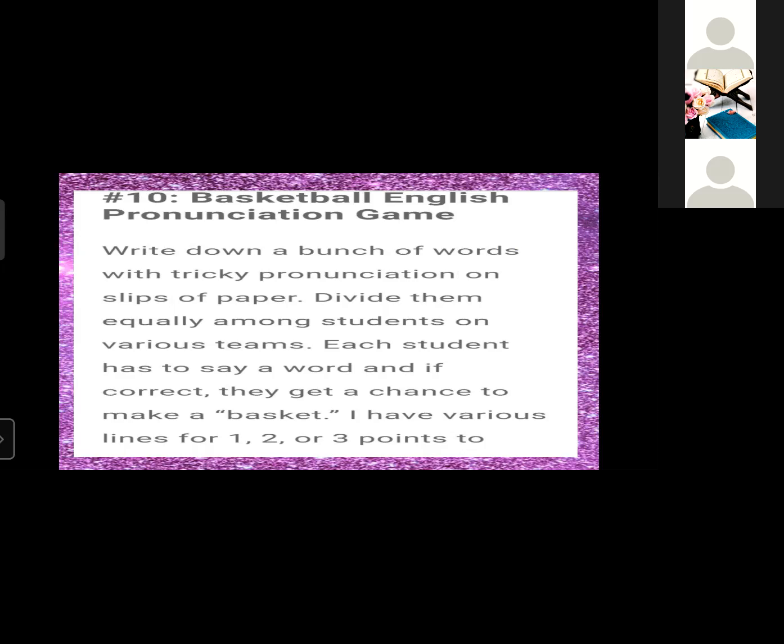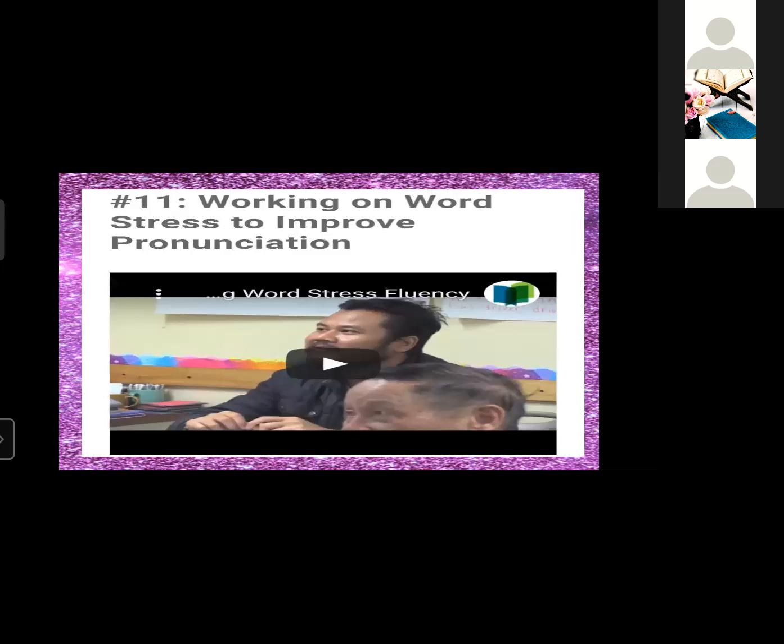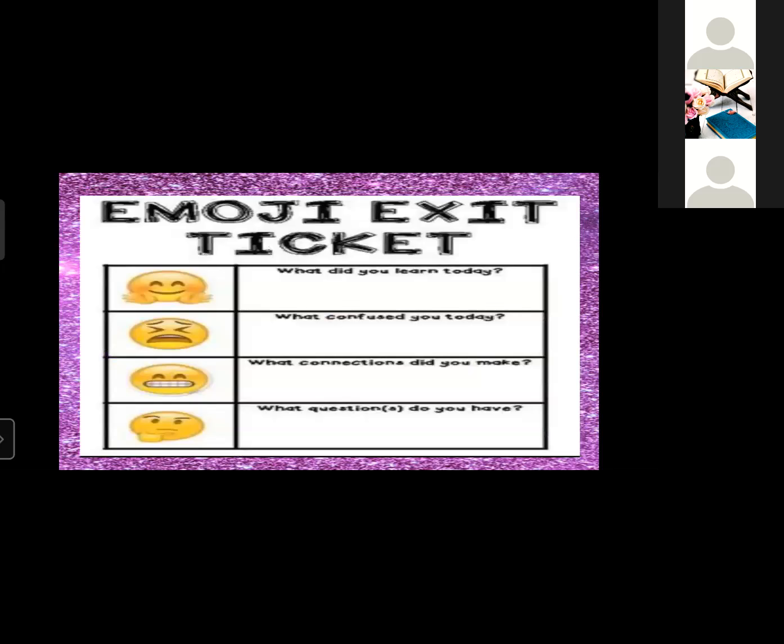They write the words which start with the sound you give them, or you can make it more advanced. You can ask them to put the words with the suitable sounds in a sentence and read the sentences aloud. Okay, here is working with word stress to improve pronunciation. This is more advanced. Students learn through learning the stress of pronunciation.